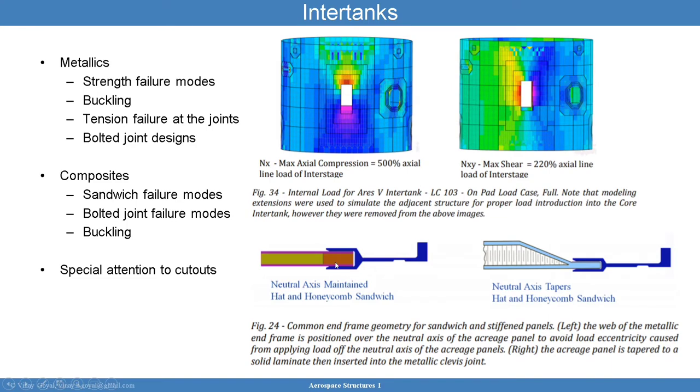And compression basically drives buckling failure modes that need to be checked. Say, for example, I have a defect on the lamina, or the composite sandwich structure. When this, say, is under compression, then that delamination can pop out, as an example.